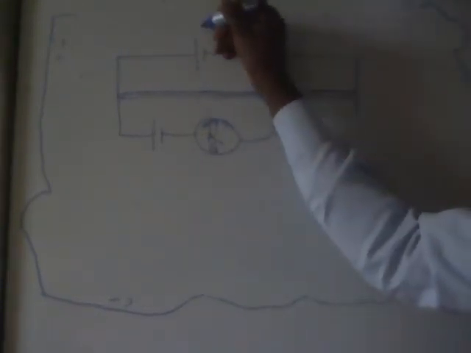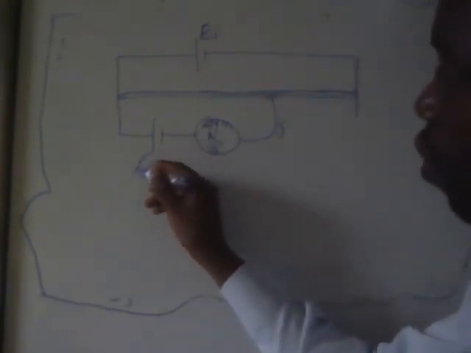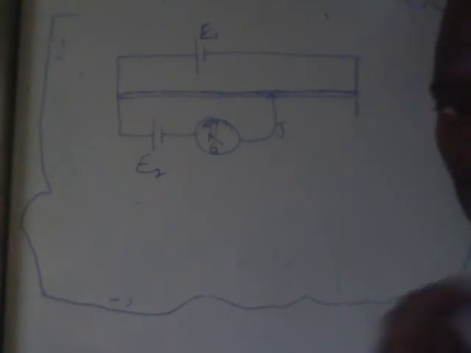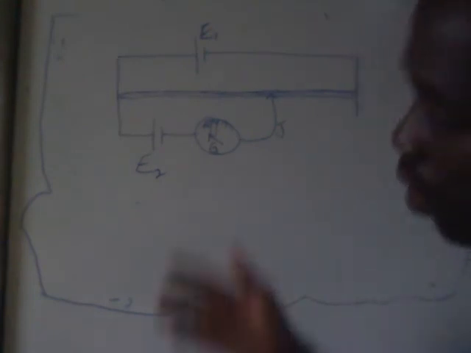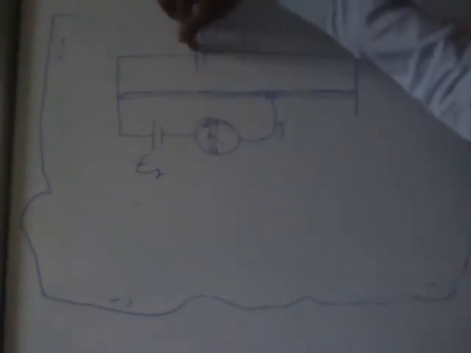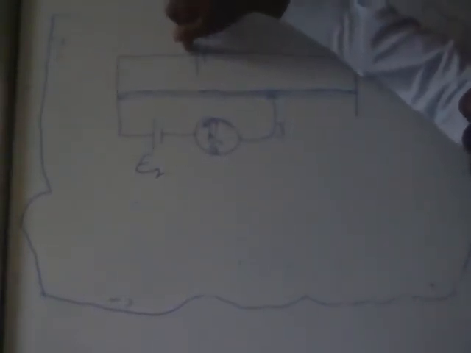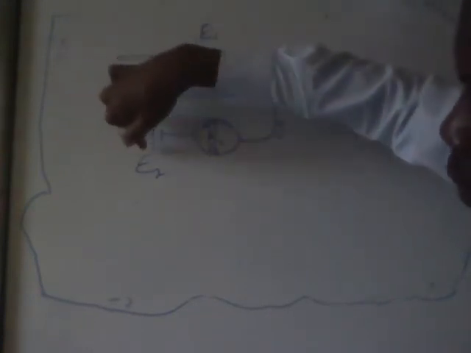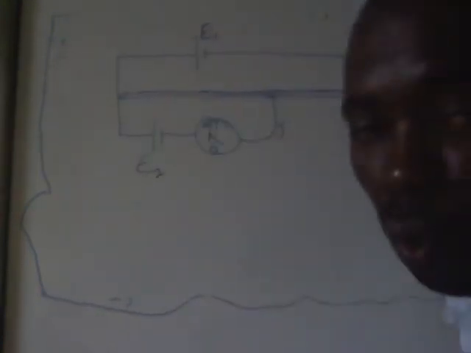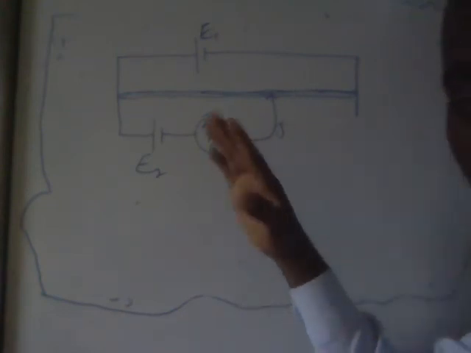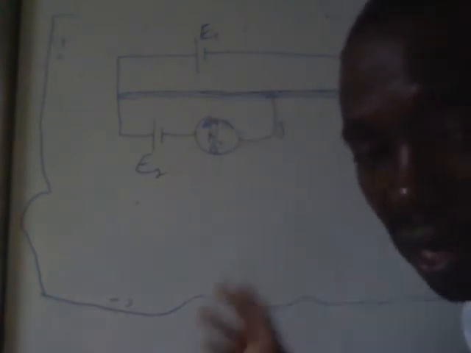So this is one cell that has its own EMF, let's say E1. This is another cell that has its own EMF, let's say E2. When you are connecting it practically, the positive terminal of this cell must be connected to the positive terminal of the second cell for it to work, for the galvanometer to give you a normal deflection.